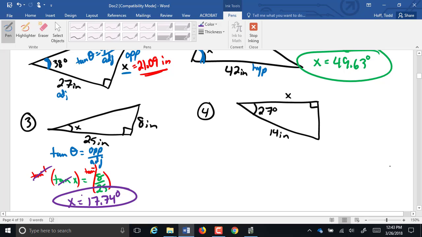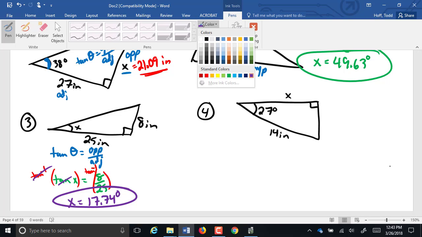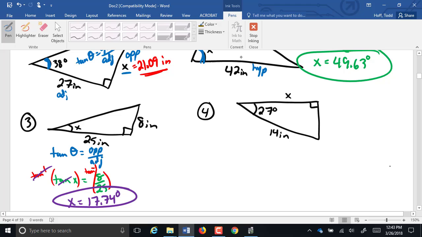Wonderful. Number 4. Not picking on you, Jordan, but tell me how to do it. According to this angle, what sides do we have? What's the x? Adjacent, thanks Ian. And the 14 is the hypotenuse. Good. Adjacent and hypotenuse make up what trig function in your little note sheet? Adjacent over hypotenuse is the cosine.